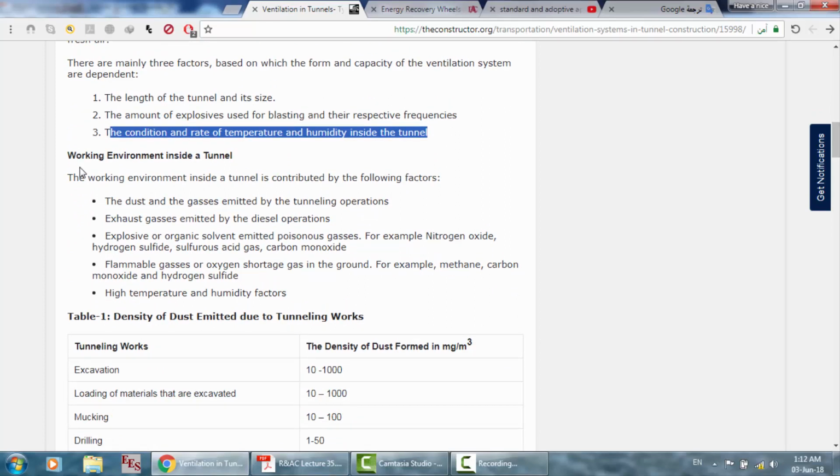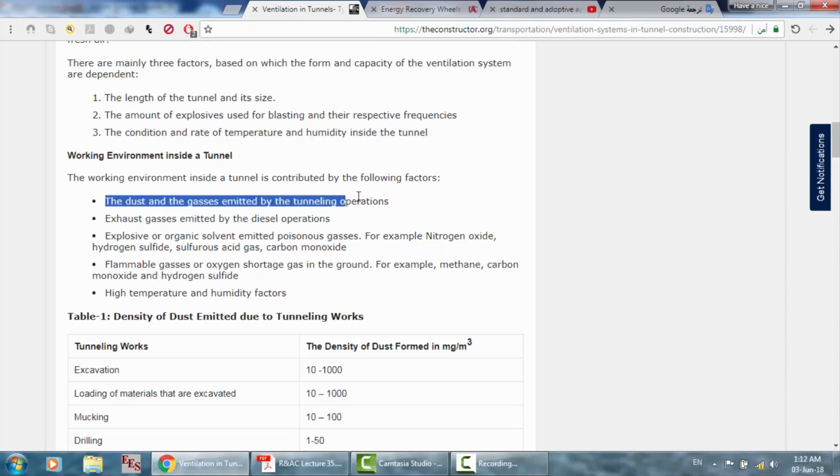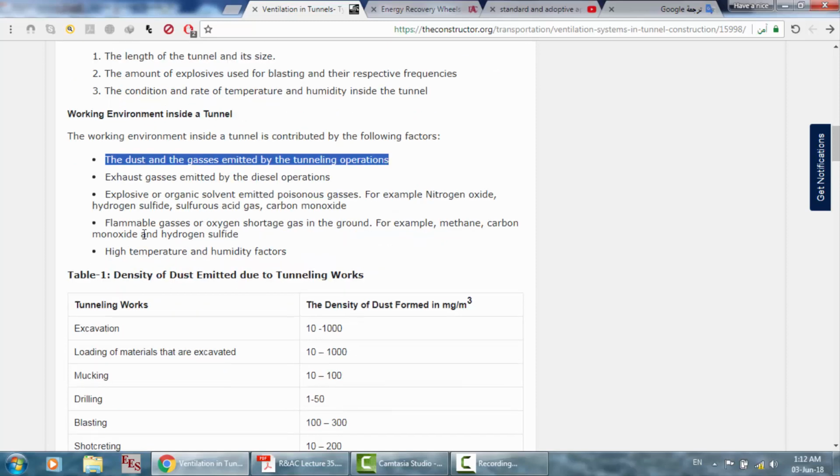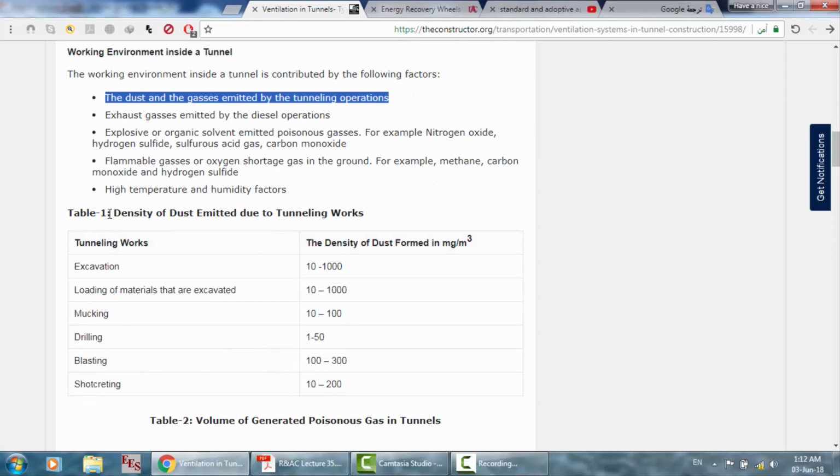The working environment inside the tunnel is affected by the following factors: the dust and gases emitted by the tunneling operations; exhaust gases emitted by diesel operations; explosive or organic solvent emitted poisonous gases, for example nitrogen oxide, hydrogen sulfide, sulfurous acid gas, carbon monoxide; flammable gases or oxygen-shortage gas in the ground, for example methane, carbon monoxide, and hydrogen sulfide. So we have here the density, also high temperature and humidity factors.